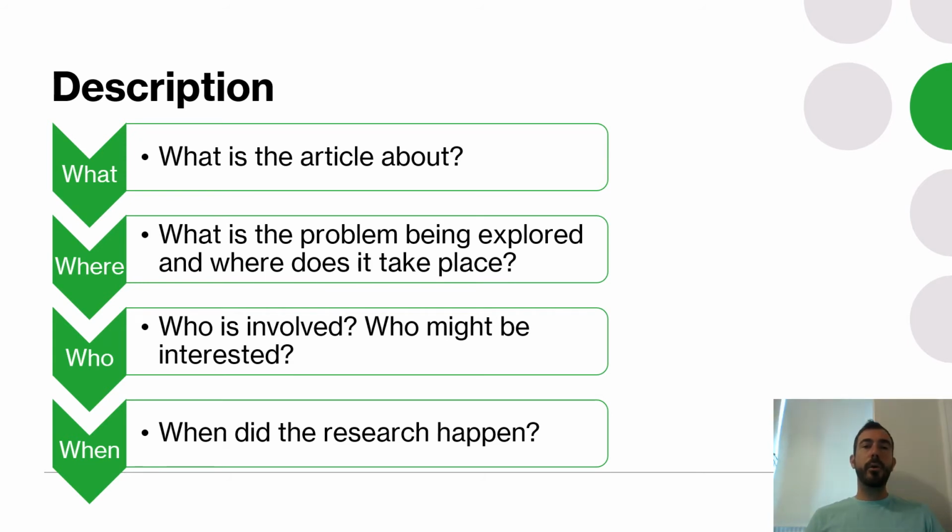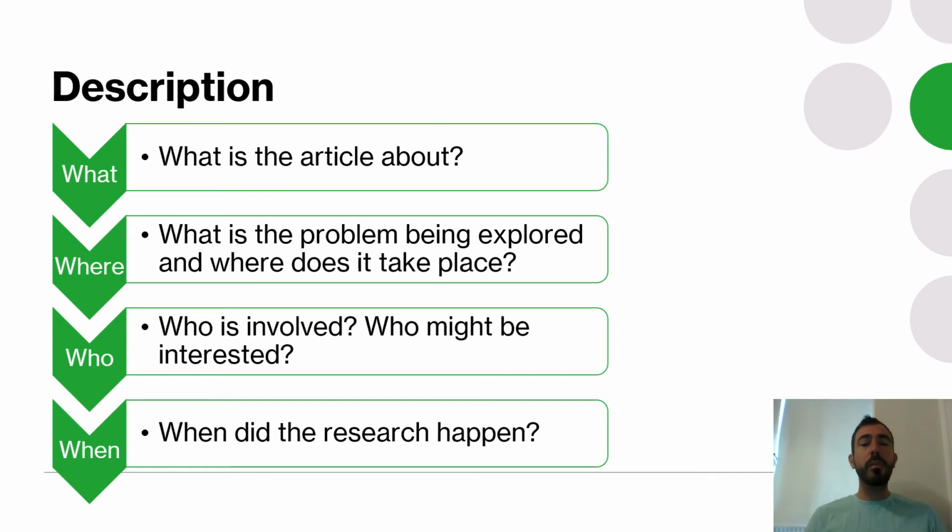I'm now going to go over some key pointers that allow you to build from description through to critical evaluation and synthesis. So description can be termed what, where, who, or when. What is the article about? Where is the problem being explored or investigated? Who is involved and who are the interested parties in the research? And when did the research happen?